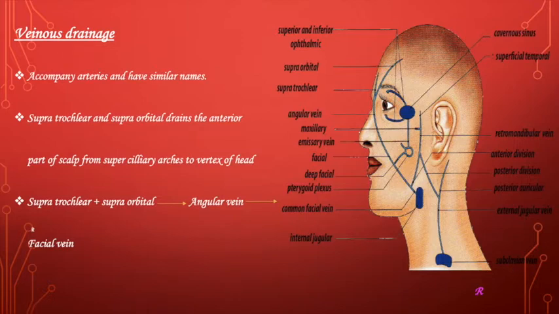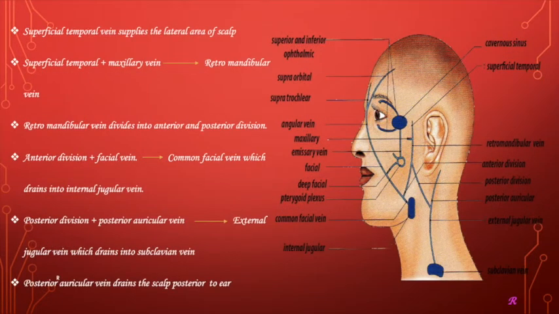Next we will move on to the superficial temporal vein. Like the arteries, it also supplies the lateral area of the scalp. From this figure you can see the superficial temporal vein.